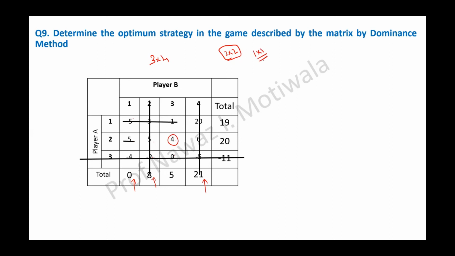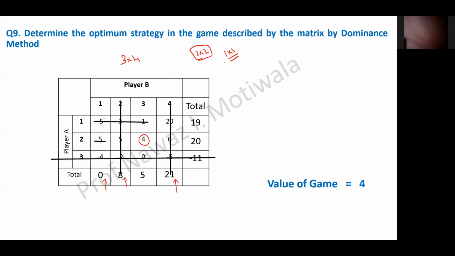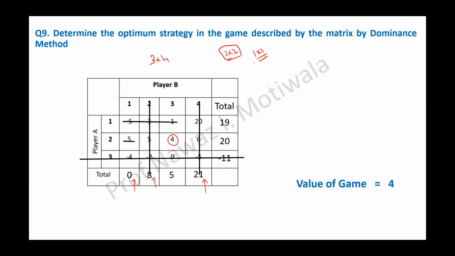Because it is reduced to 1 by 1, I will say that it is a pure strategy game, or it consists of a saddle point. How will I write the answer? The value of the game is equal to 4. And what are the strategies? For player A, it will be 0, 1, 0. Correct, because this 4 corresponds to strategy number 2, hence 1 will come here at the second position.